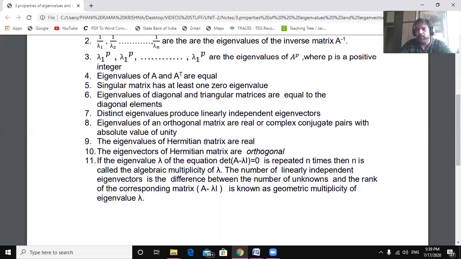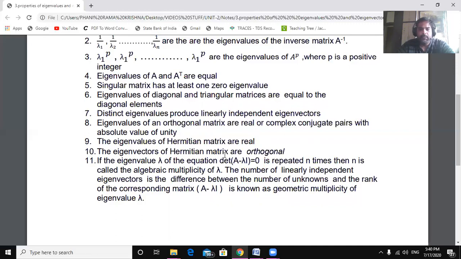We have seen in unit 1 the types of matrices, Hermitian and skew Hermitian. If a Hermitian matrix is given, then the eigenvalues of a Hermitian matrix are always real. The eigenvalues of a real symmetric matrix are always real. The eigenvectors of a Hermitian matrix are orthogonal. Orthogonal means the dot product of any two vectors is 0 and the length of each vector is 1. If it is not 1, then we can divide by its length to make it 1.